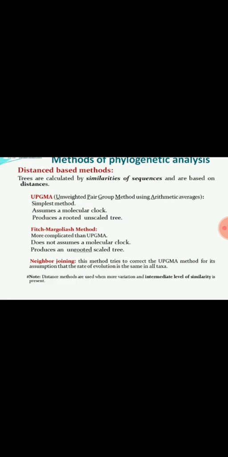These are the three methods which come under the distance based method. By using them, we can prepare different types of phylogenetic trees. The distance based method is used when there is more variation. Suppose we take a group of species that is highly variant, for example fish, birds, humans, and bacteria. This group has very vast variation, so we can make a phylogenetic tree of these groups by using the distance based method. Why?